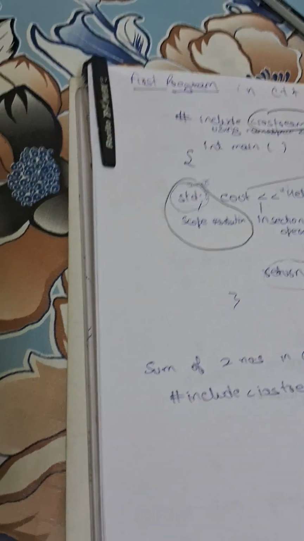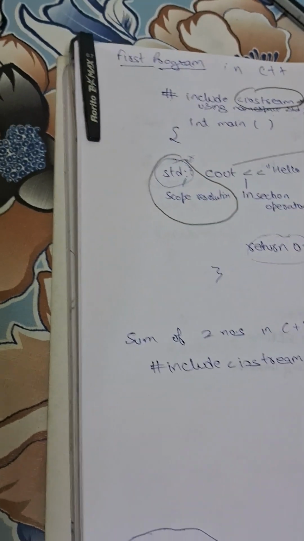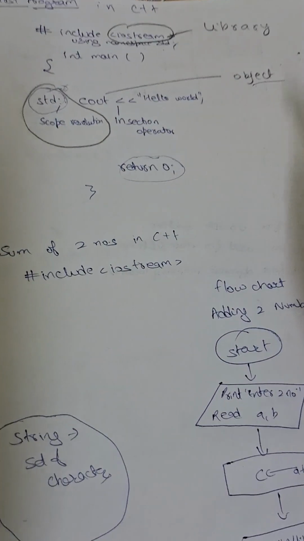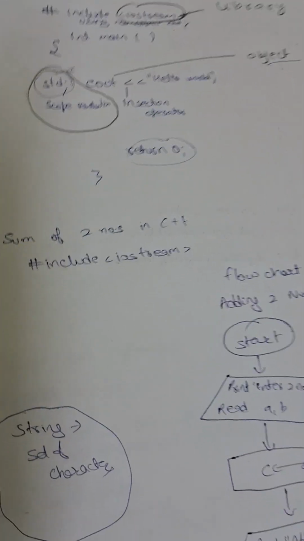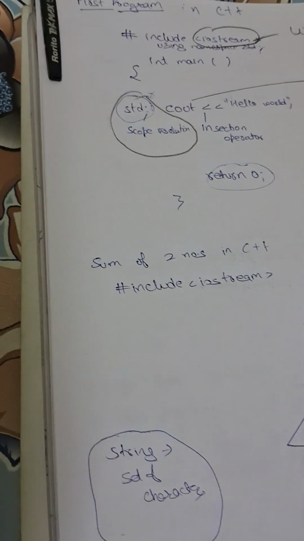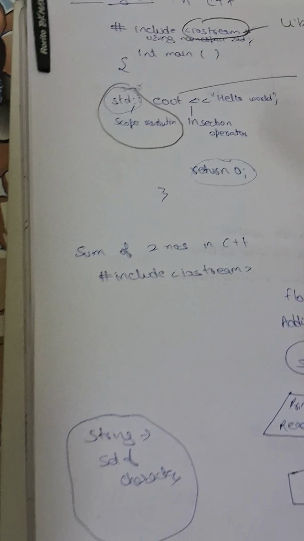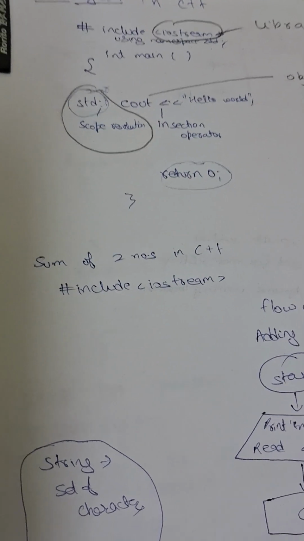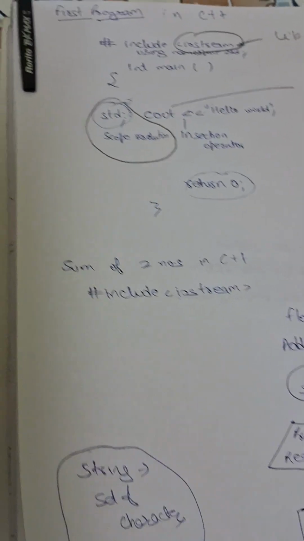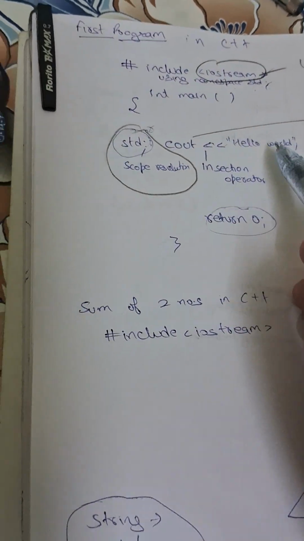After that, which value do we print, like cout. cout is the object. cout is used to print the value in our code, and this sign is called the insertion operator. It prints the value that we write in it, like hello world, all these things.